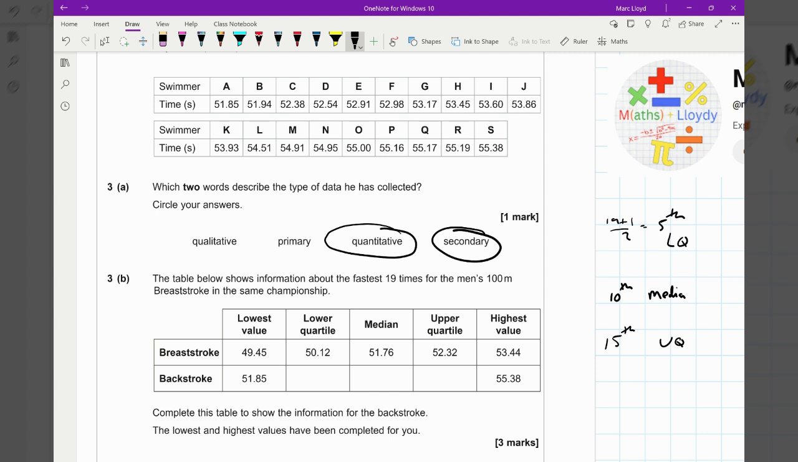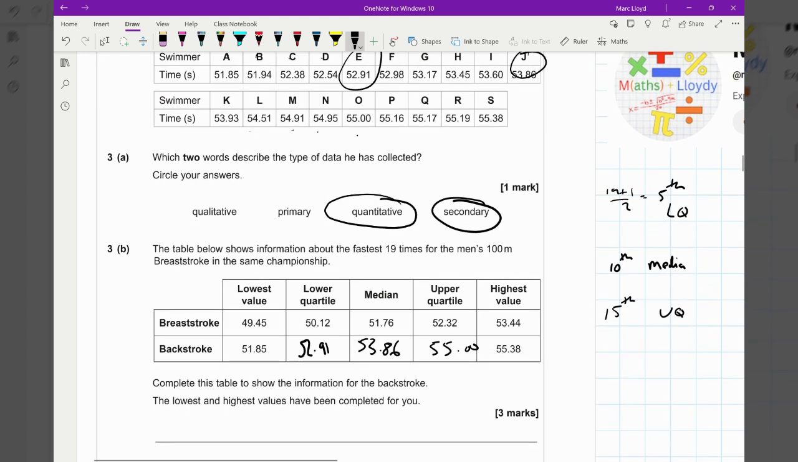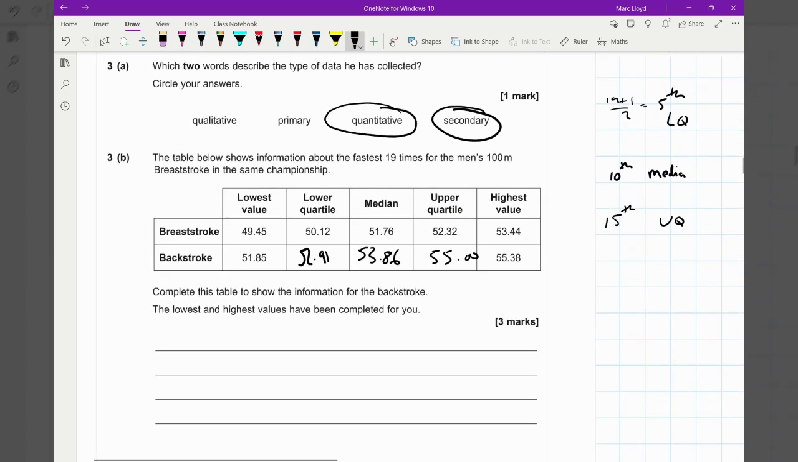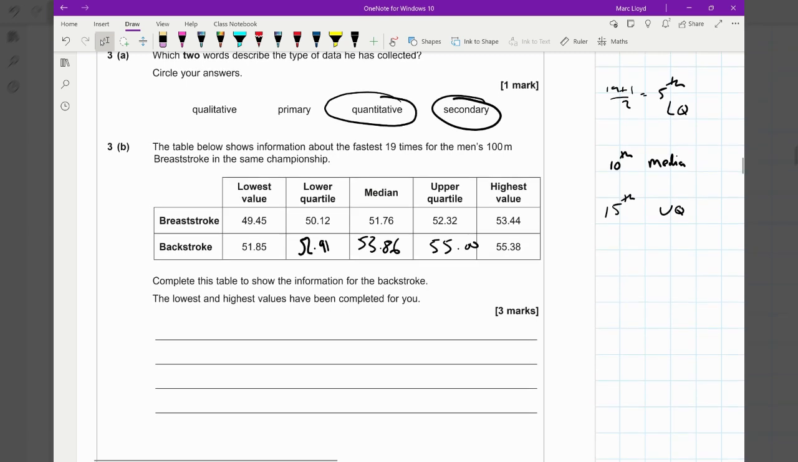And thank goodness this has been put in order. So 1, 2, 3, 4, 5, 52.91. 6, 7, 8, 9, 10, 53.86. 11, 12, 13, 14, 15, 55.00. Looks like breaststroke is quicker than backstroke. I'm surprised by that. Normally I thought breaststroke was the harder stroke for people to do. So complete the table, done, mark for each of them, super.